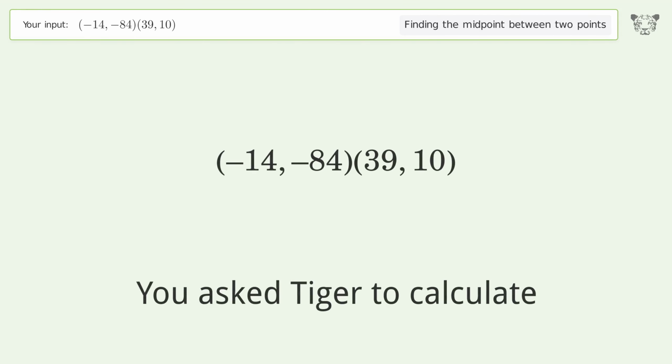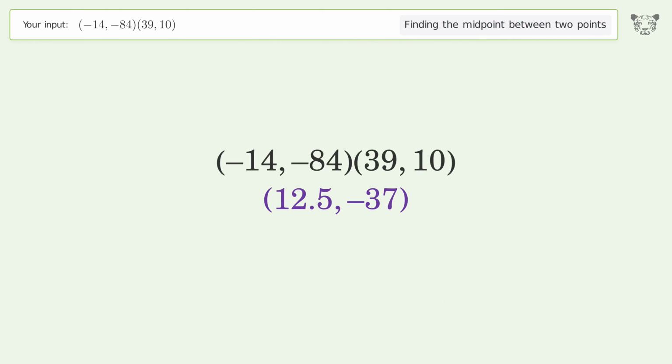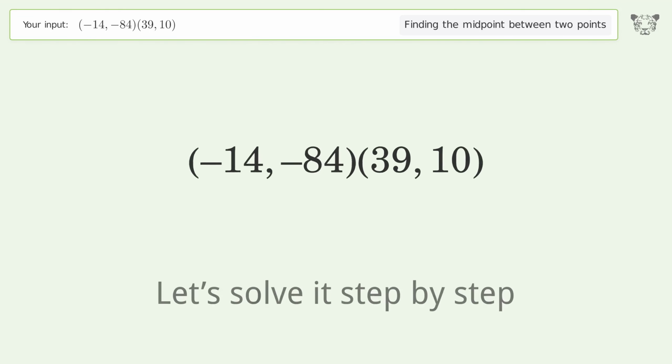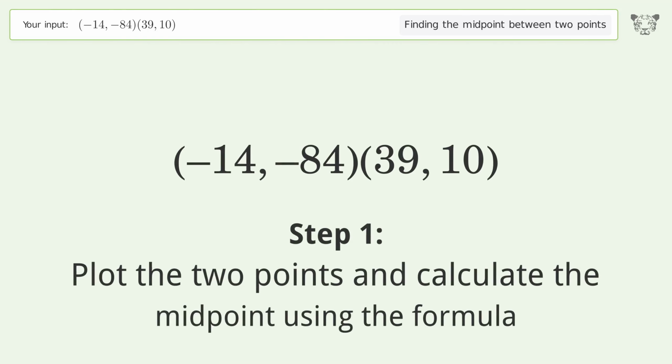You ask Tiger to calculate. This deals with finding the midpoint between 2 points. The midpoint between the 2 points is 12.5, -37. Let's solve it step by step. Plot the 2 points and calculate the midpoint using the formula.